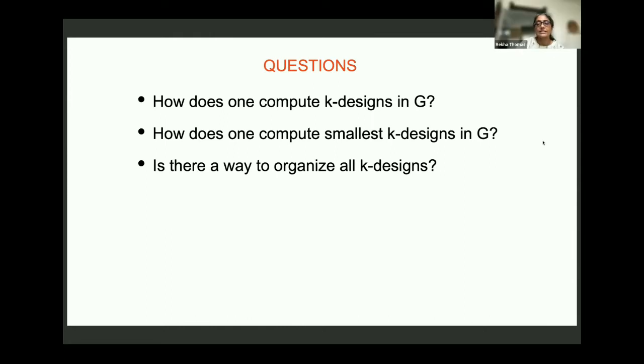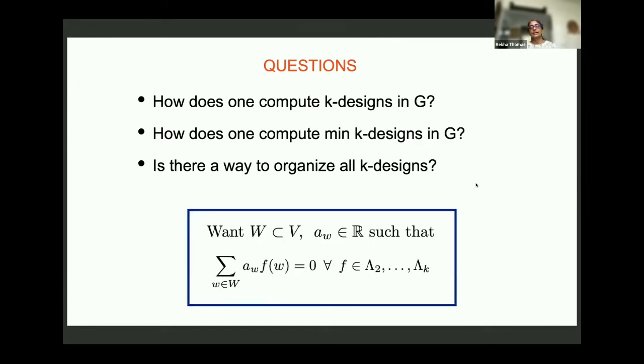Okay, so let's talk about what we can do with this. Let me remind you what we want: some subset W along with weights a_w, such that when you sum a_w f_w over all the little w in the big W, you get 0. And 0 is because the global average of all these eigenvectors is 0, except for the first one. We want to do this for all f that live in lambda 2 to lambda k.